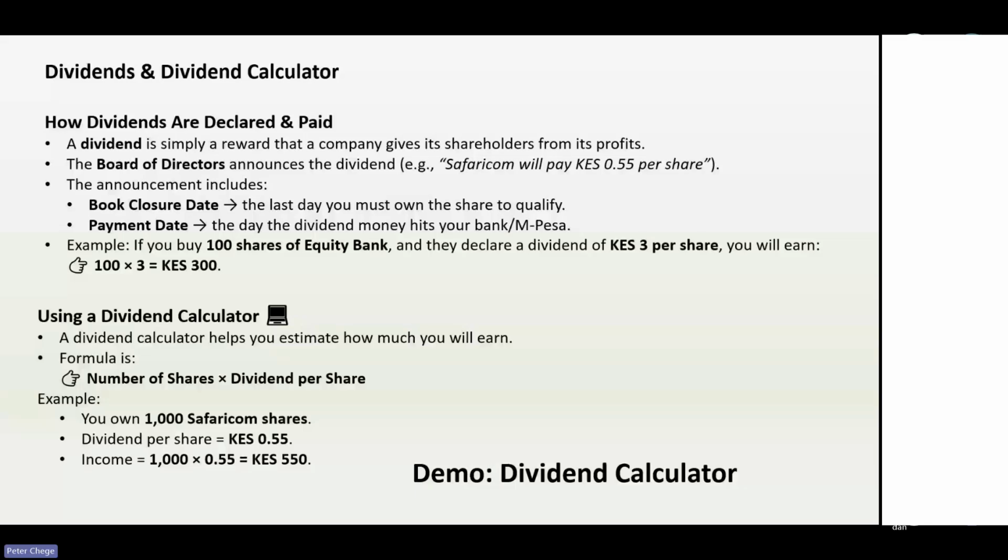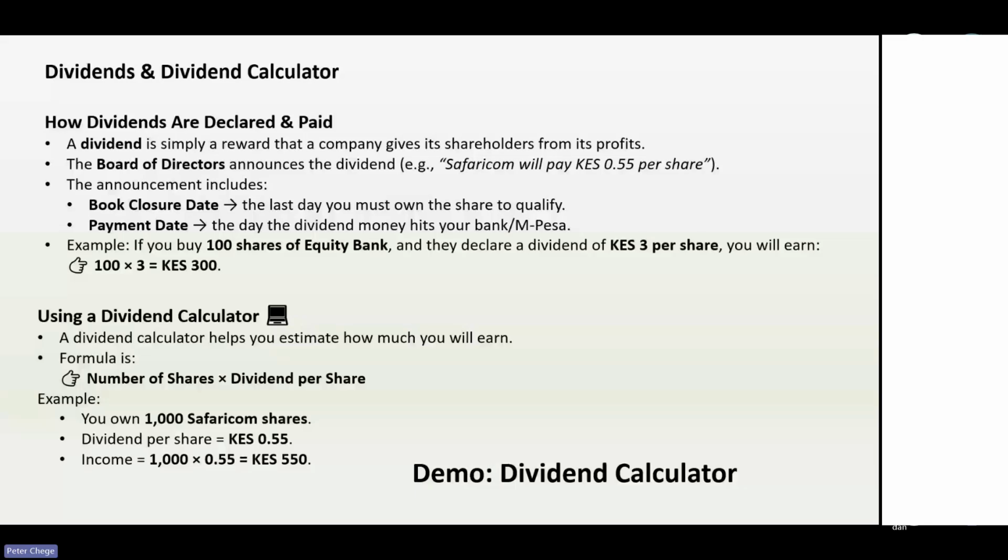So the board of directors announces a dividend. When they announce, that announcement includes book closure. That is the last day you need to have shares. The total shares you have that day is what qualifies for dividend payment. Then payment day is the day you receive your payment. Always factor in a few days ahead, because it depends on where they are sending, whether to bank, M-Pesa, or unfortunately, if you selected cheque, you receive it as a cheque. That's why we always advise to wait for 7 days, because they may have sent it as a cheque.